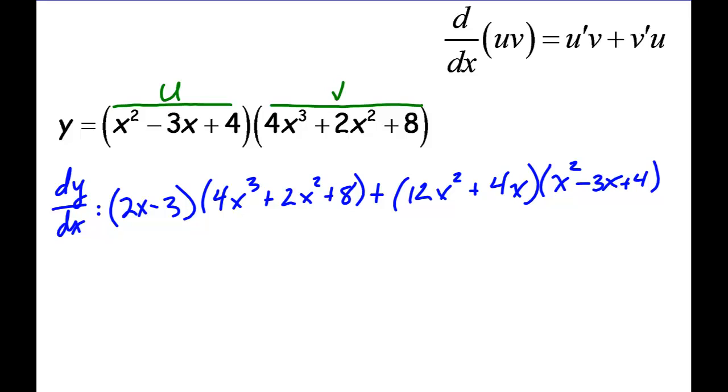Now, the upcoming video is going to use what's called the quotient rule, where we learn to deal with a quotient, or the derivative of a rational function.